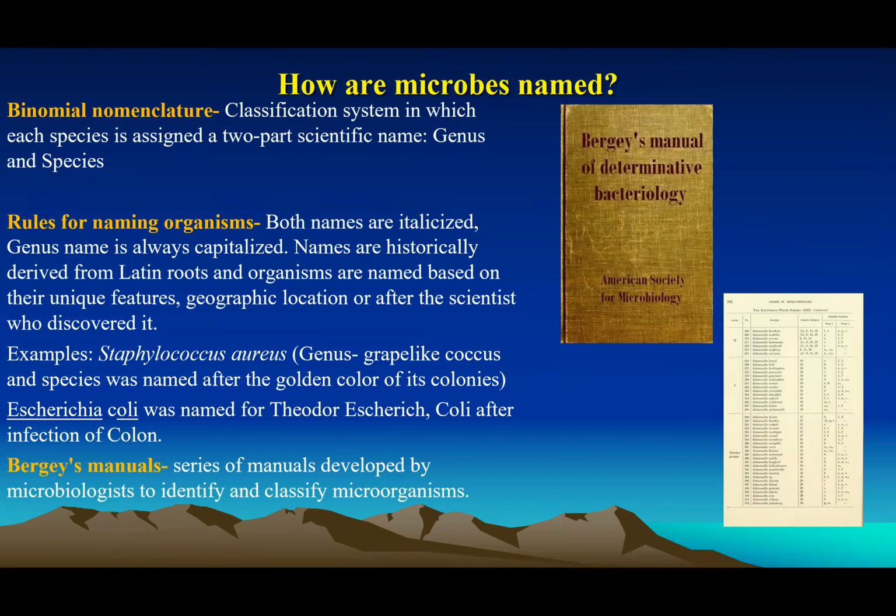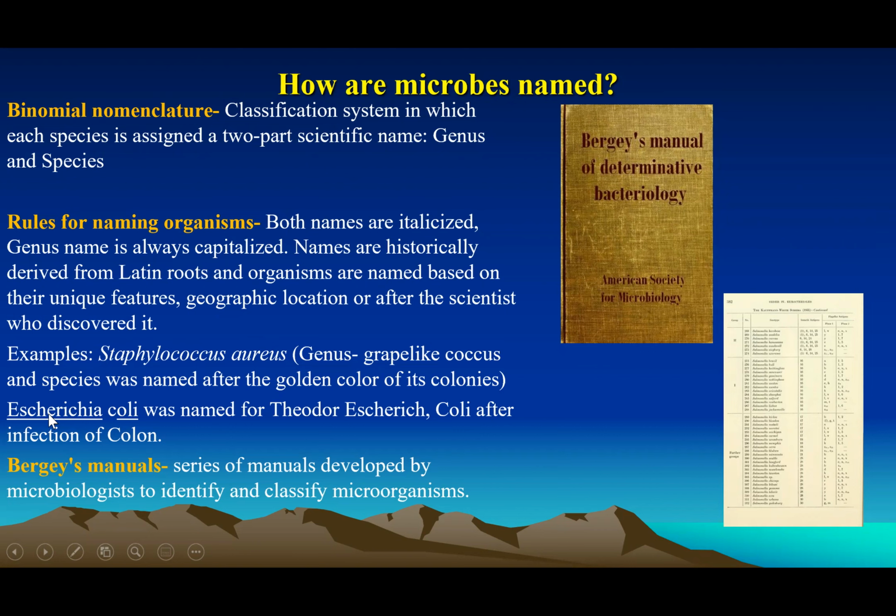So very similarly, all the microbes are also named by the two-word system. It has a genus name and a species name. So both the names will be italicized. The genus name is always capital, and they have Latin and Greek roots. Sometimes they're named after the geographic location, sometimes it's named after the scientist.